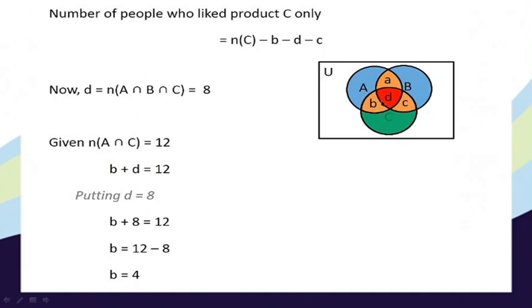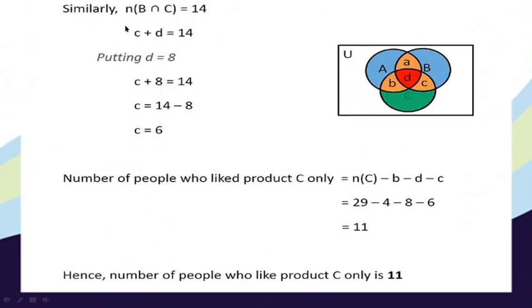So now the intersection of A and C means b plus d. The common region of A and C is b plus d. It is already given as 12 and we know that d is 8. So if d is 8, b is definitely 4. Now we have got b as 4. Now B intersection C means d plus c. This is 14, already given in the question, and we know d is 8. So c is 6. Now we have all the values.